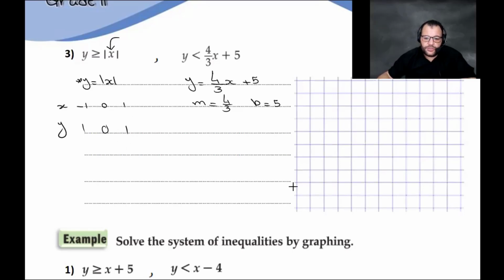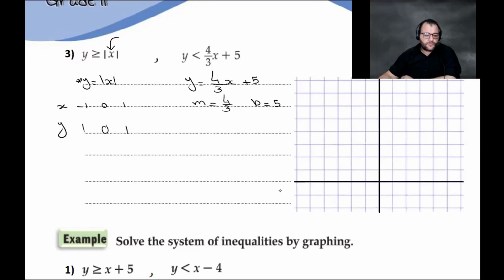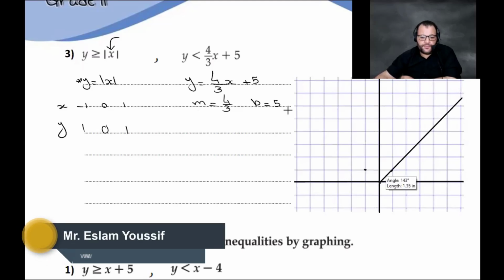You remember this one? Yes, sir. Remember how we can graph it? You need only 3 points to graph an absolute value, because that's represented as a V shape. That's the first one: -1 and 1, 0 and 0, 1 and 1. It's greater than or equal, so it will be a solid line.